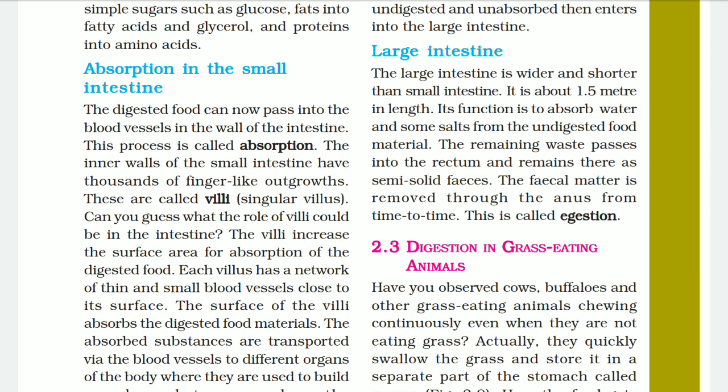When the digested food passes through the small intestine, the blood vessels attached to the wall of the intestine start absorbing the food. This process is called absorption. The inner wall of the small intestine has thousands of finger-like outgrowths, or projections. These are called villi, singular villus.